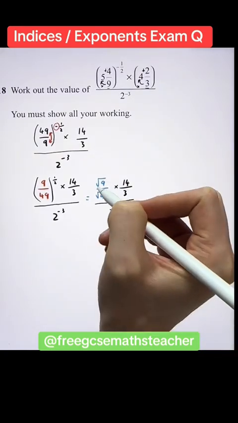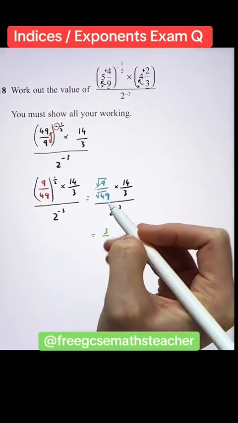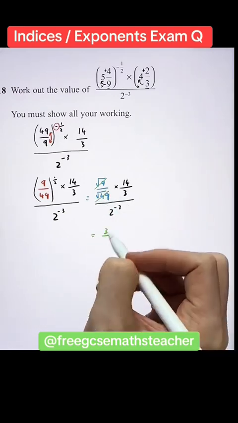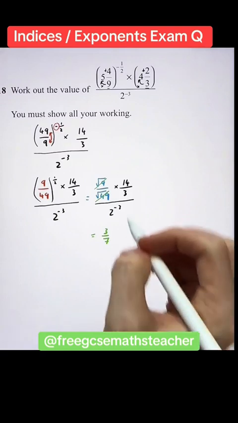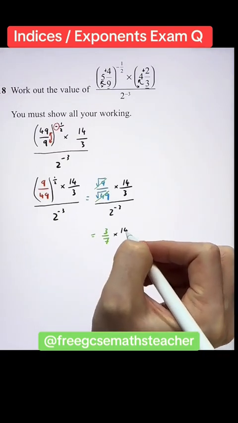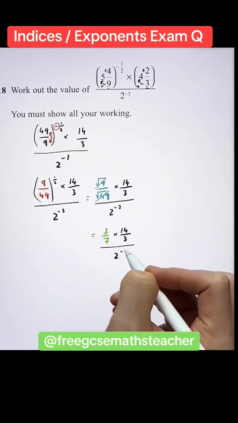We should know that the square root of 9, 9's a square number, so the square root of 9 is 3. And the square root of 49, 49 is a square number. Square root of 49 is 7. So therefore, that simplifies to 3 over 7. I'm still multiplying by 14 over 3. And it's still divided by 2 to the power negative 3.